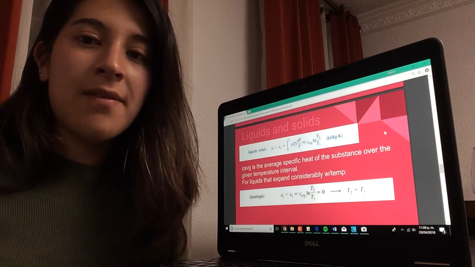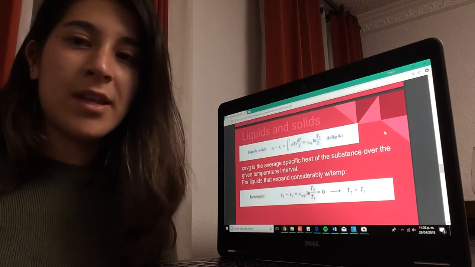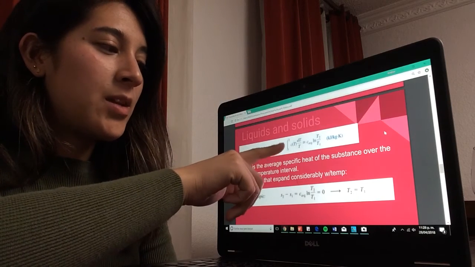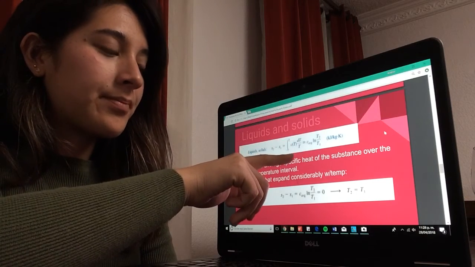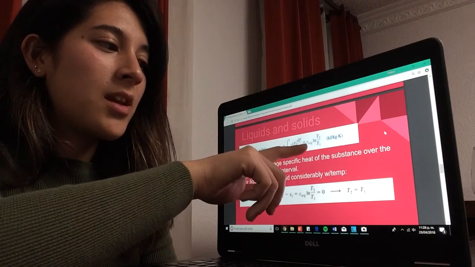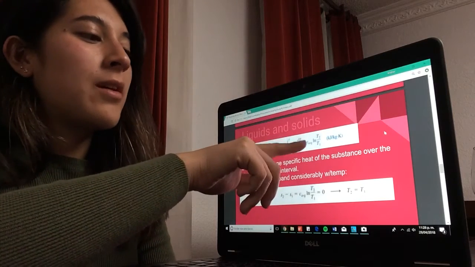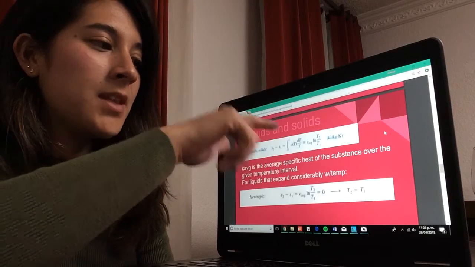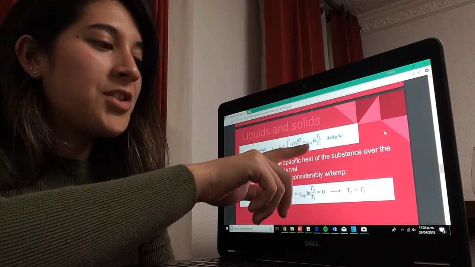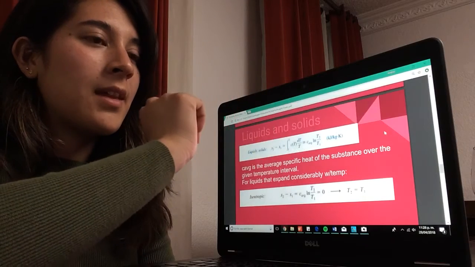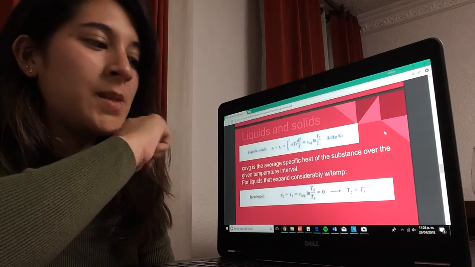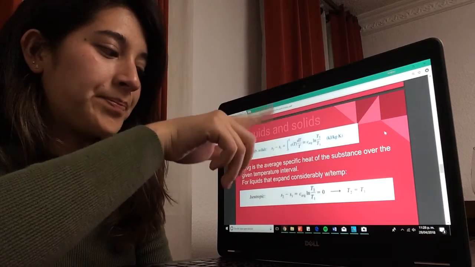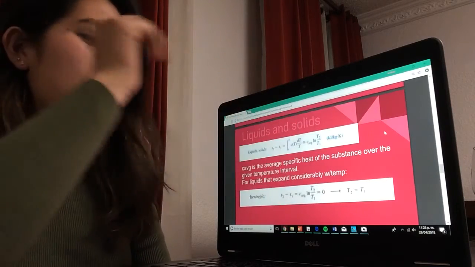So we're going to have this equation for liquids and solids, which is the change in entropy equals the C_v average times the natural logarithm of the temperature 2 over the temperature 1, and this C average is the average of the specific heat of the substance over this given interval of temperature.